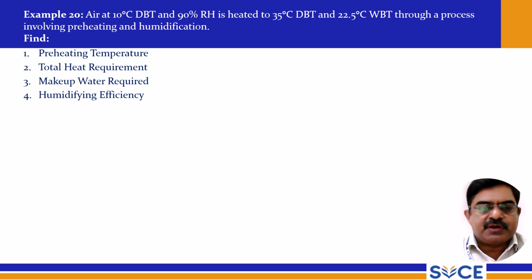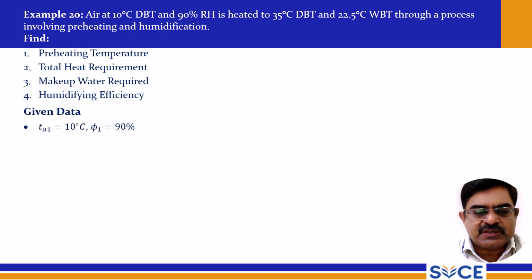So next example: air at 10 degrees Celsius dry bulb temperature and 90% relative humidity is heated to 35 degrees Celsius dry bulb temperature and 22.5 degrees Celsius wet bulb temperature through a process involving preheating and humidification. So preheating is taking place here, and we have to find the preheating temperature, total heat requirement, makeup water required and humidifying efficiency. So these four parameters we have to find. The given data is Ta1 equal to 10 degrees Celsius, relative humidity 1 equal to 90%, Ta2 is 35 degrees Celsius, that is the final DBT.